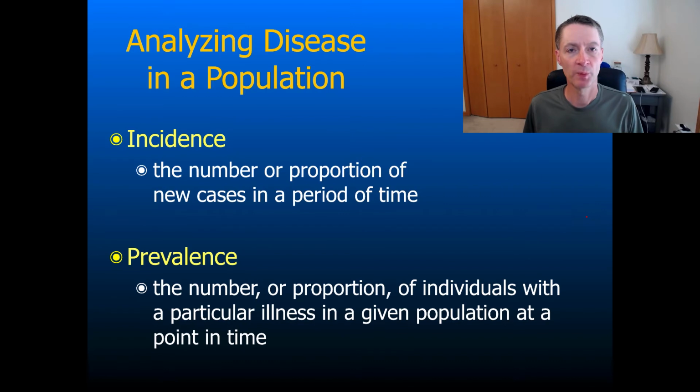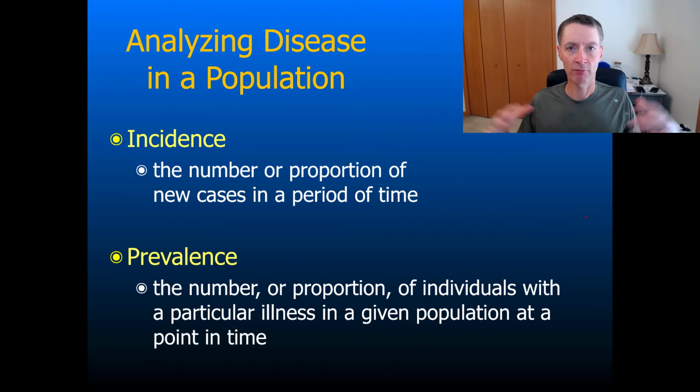Versus prevalence would be the number or proportion of individuals with a particular illness in a given population at that time. So we're adding everybody cumulatively, right? So we might talk about, okay, in the United States alone, X number of people suffer with HIV.